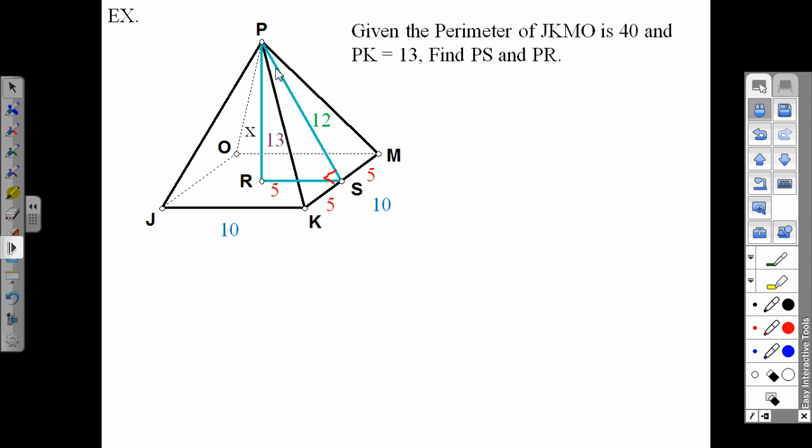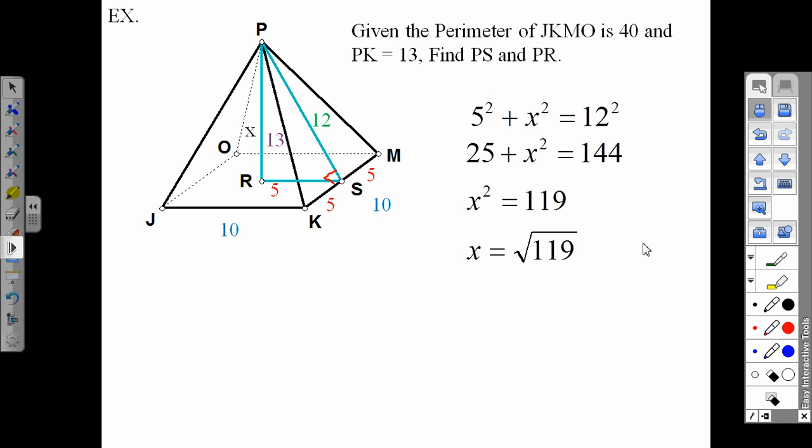And a lot of you might be thinking, oh, x is 13 because you have the 5 and the 12. But remember, the 13 has to be on the hypotenuse. That's not going to work. So we actually have to use the Pythagorean theorem. So 5 squared plus x squared equals 12 squared. We'll go ahead and solve that, and we get x is the square root of 119.